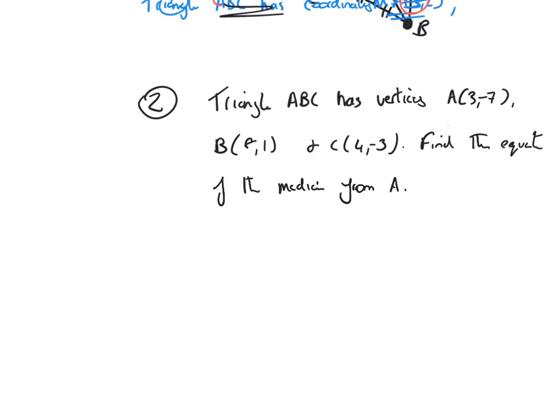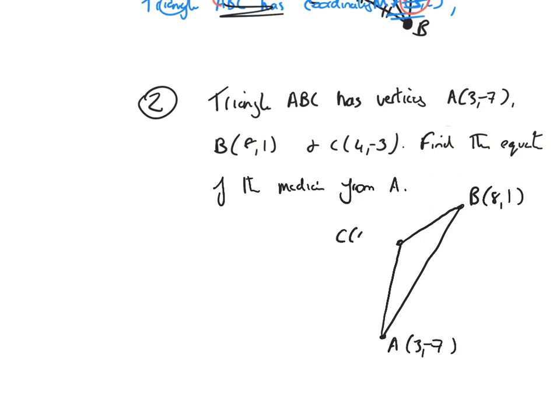from A. Okay, first thing that I'm going to do is absolutely sketch it out. That's dead important to get that done. So sketch out a decent sketch of it, which might look a bit like that. So that will be B (8, 1). There's A (3, -7). And then there finally is C (4, -3).